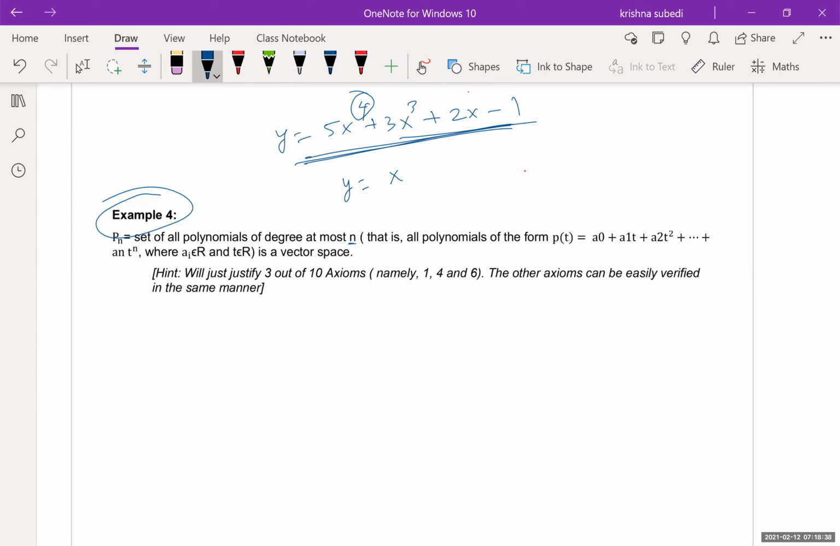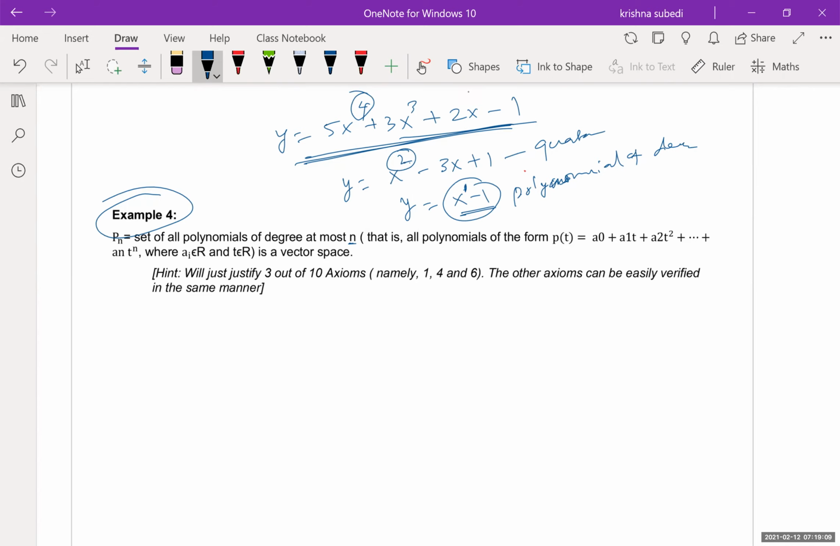x squared minus 3x plus 1. This is a polynomial of degree 2. We call it quadratic equation for polynomial of degree 2. So if we have y equals x minus 1, for example, this is a linear equation and the degree is 1. We call it polynomial of degree 1. Okay, it is a polynomial of degree 1. So I trust that you are familiar with the polynomial of degree.